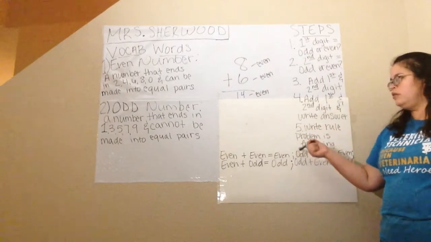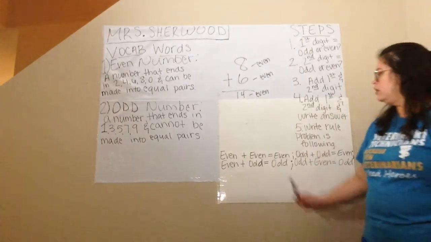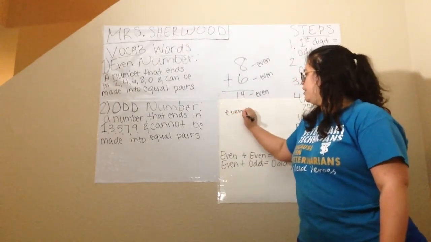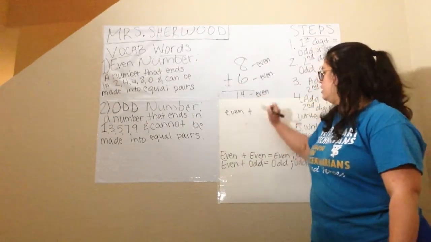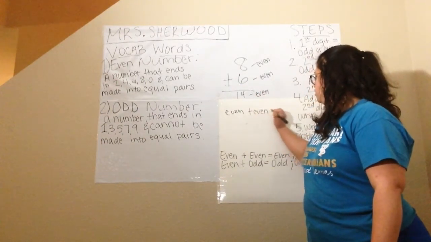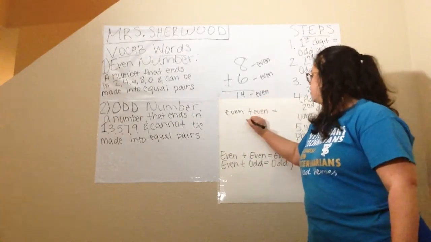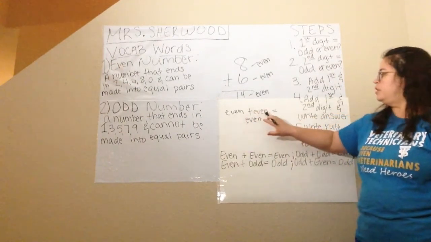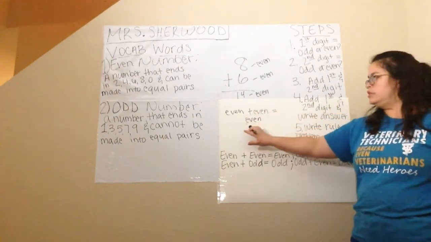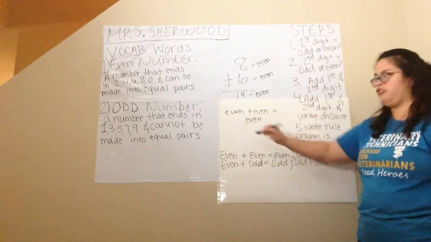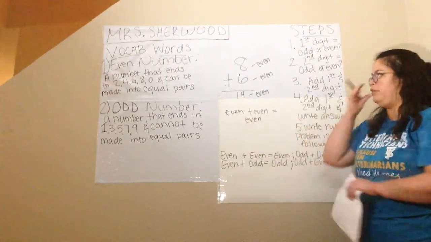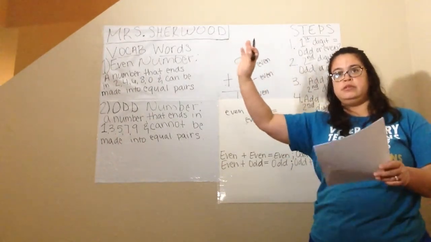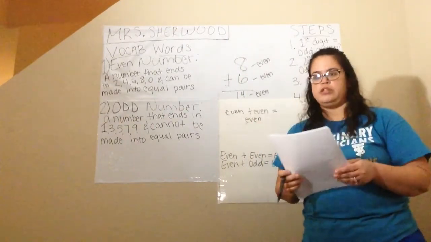And then write the rule that the problem is following. So even plus even equals, and your answer, even. So it's your first digit plus your second digit equals your last digit. Okay, you're just writing odd or even, determining if it's odd or even. So this is our first example. Does anybody have any questions? Right, so we'll go on to our second example.